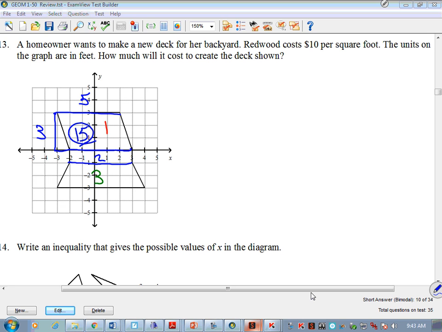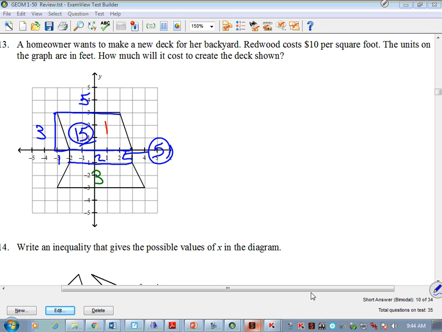What is it, Matt? How do we find the area of a rectangle, Caleb? Base times height, or length times width. It has a width of 1 and a length of 5. So what is the area? 5. All right, what is the shape of the lower figure?